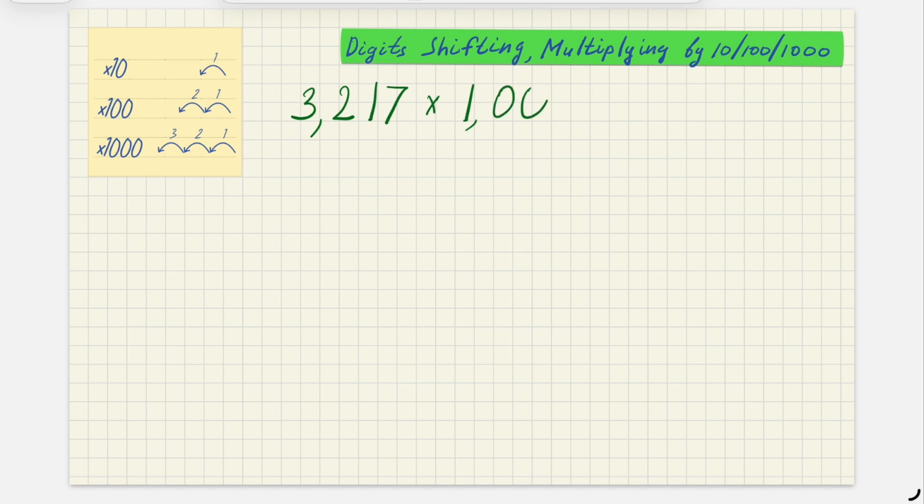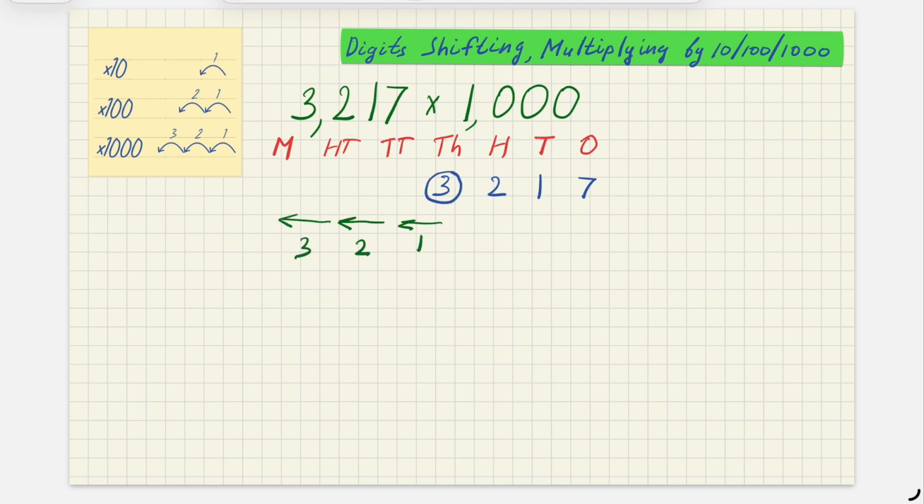3,217 multiplied by 1,000. When we multiply a number by 1,000, every digit moves 3 places to the left on the place value chart. So 3 from the thousands place goes to the millions place. 1, 2, 3. And becomes 3 million. The 2 from the hundreds place shifts to the 100,000s place, becoming 200,000. 1 from the tens place shifts to the 10,000s place, becoming 10,000. And 7 from the ones place goes to the thousands place, also jumping 3 places to the left.